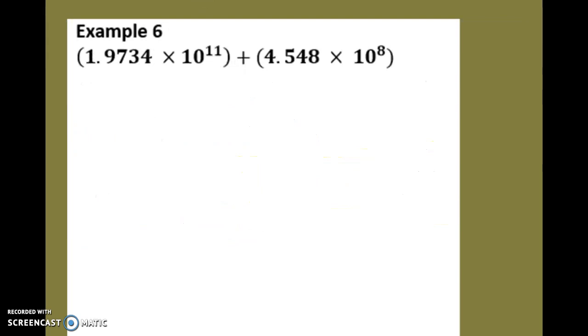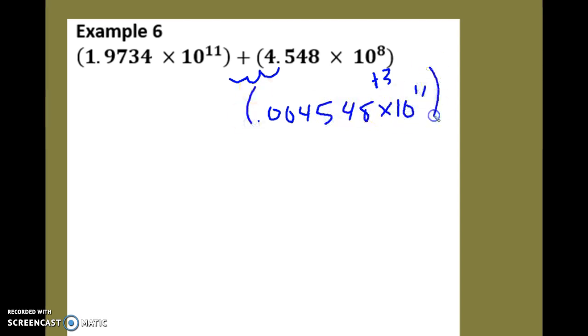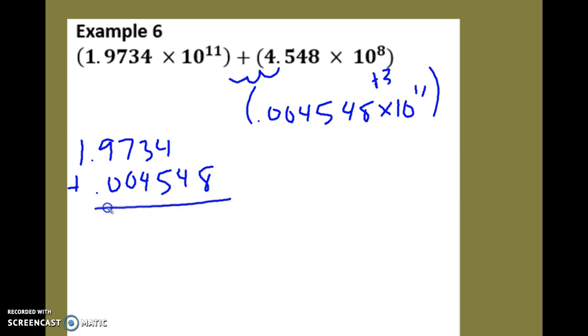On example 6, let's go ahead and do this one together. We need to add 3 to this exponent, which means we move our decimal 1, 2, 3. So we have decimal point 0.004548 times 10 to the 11th power. Now that we have common exponents, we can add our two first factors together, which is 1.9734 plus 0.004548. Line that decimal up if you're not using a calculator.